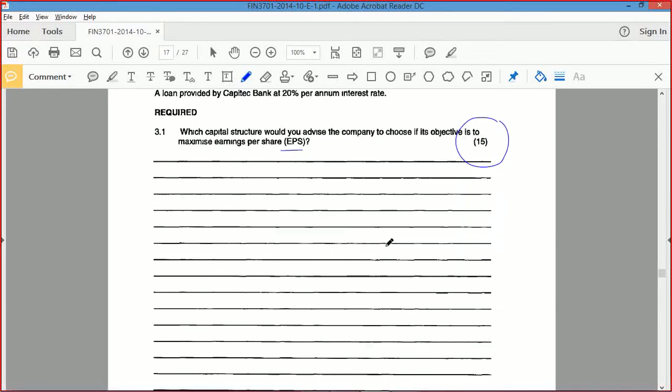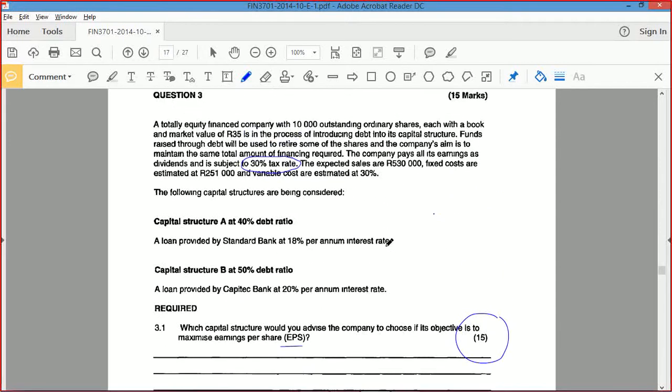All right, so just be careful. You used the wrong tax rate. You made a silly mistake with the variable cost. Other than that, you would have got 15 out of 15. Be careful with those things. Don't rush too much as well. Remember, you've got 2 hours for the exam. Use the 2 hours if you need to.